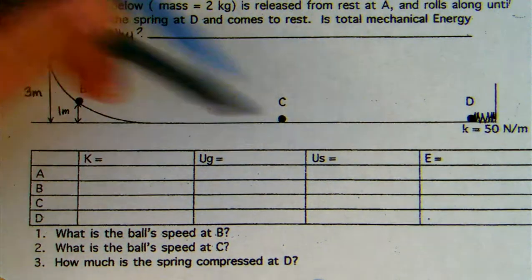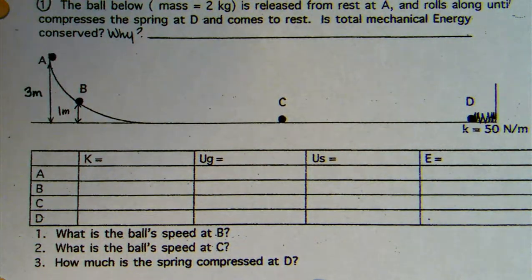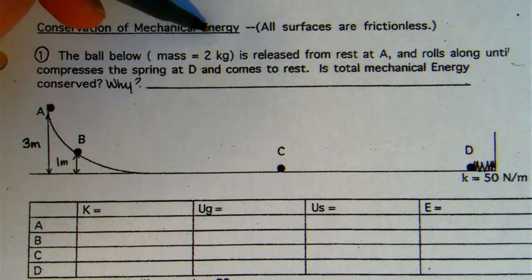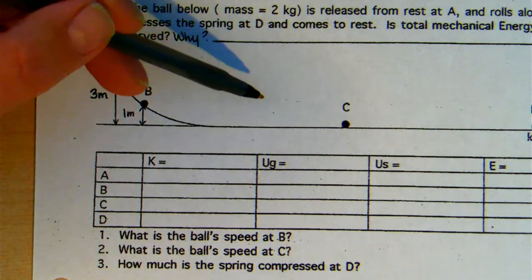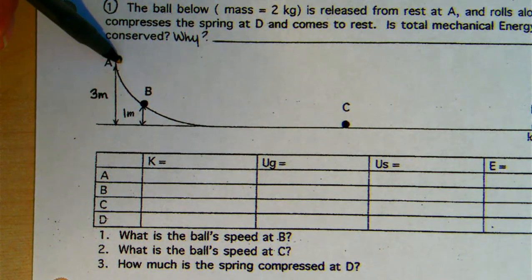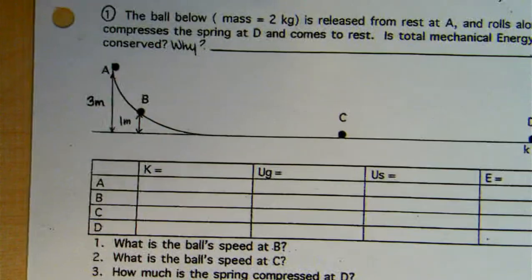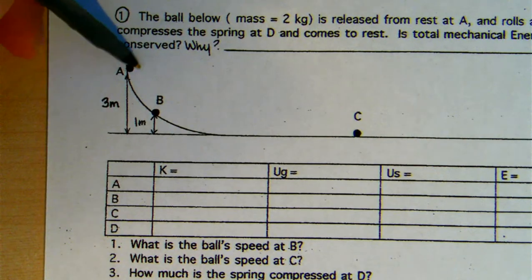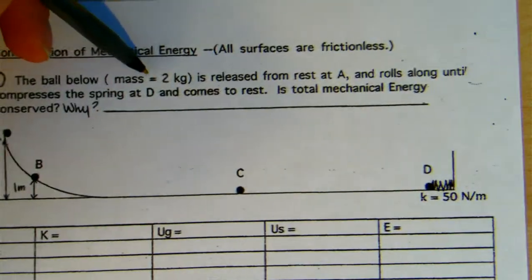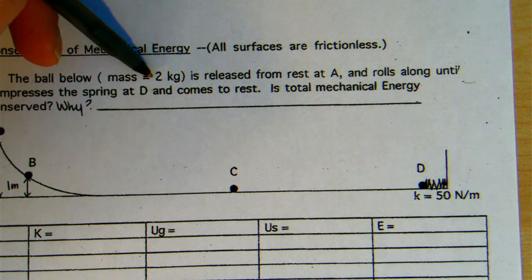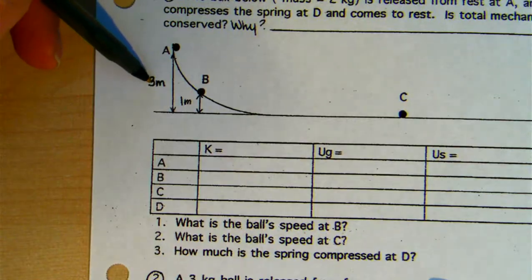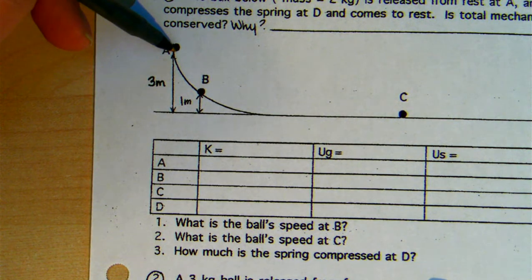When there is no friction present, we say mechanical energy is conserved, meaning at any moment in time, the total energy is the same everywhere throughout the system. The situation here is we have a ball with a mass of 2 kilograms that is initially started from rest at a height of 3 meters above the ground.